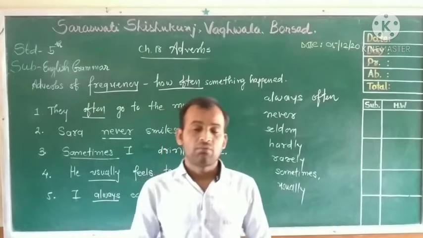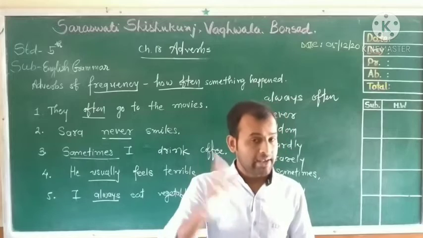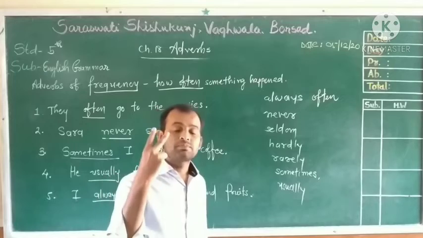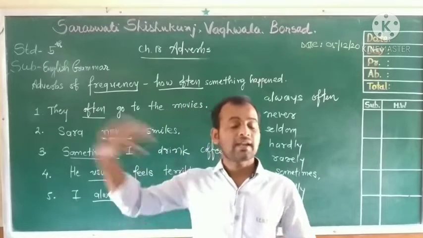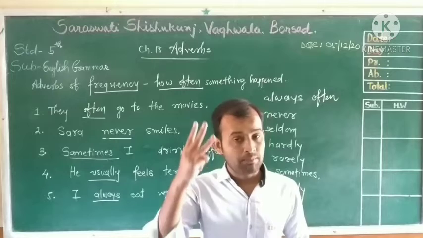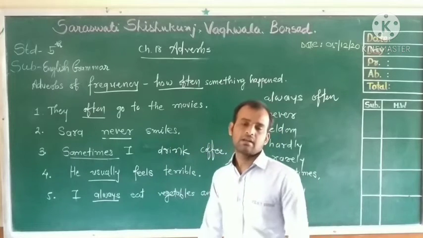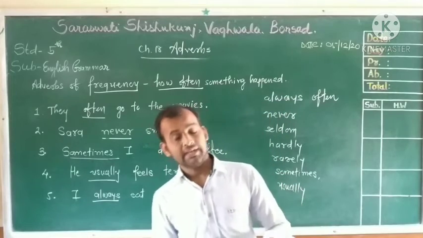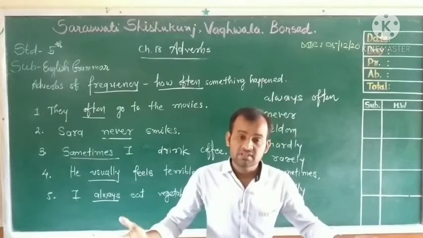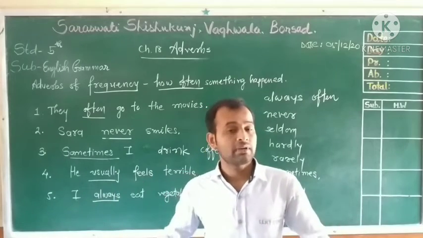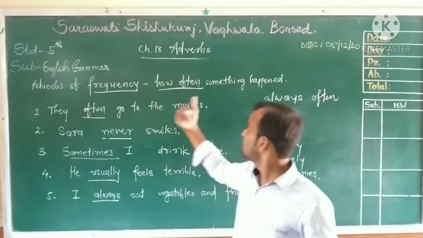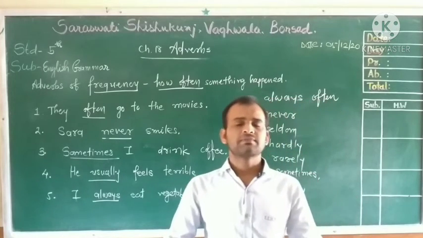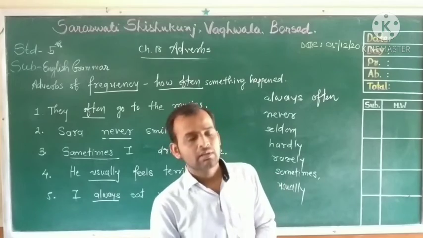Please remember the types. Adverbs of manner: how something happened. Second, adverbs of time: when something happened. Third, adverbs of place: where something happened. Next, adverbs of degree: how much or to what extent something happened. Last, adverbs of frequency: how often something happened. So this is the topic, adverbs. I hope you understand. Okay, bye.